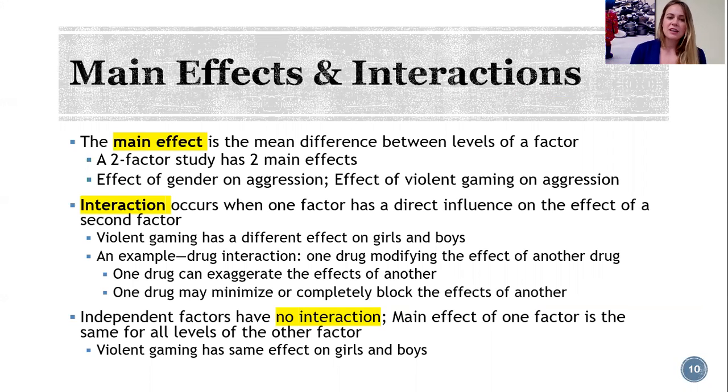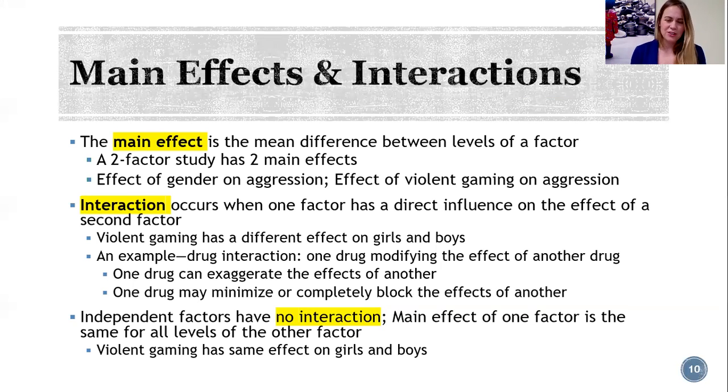An interaction occurs whenever one factor has a direct influence on the effect of the second factor. So in our example of video game playing, we want to see whether having violence in your video game has a different effect on boys versus girls.